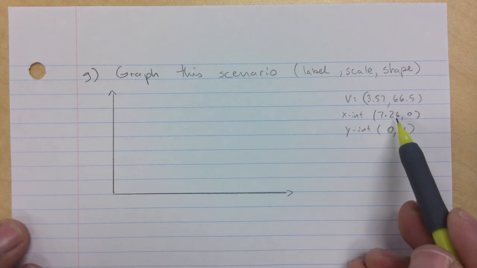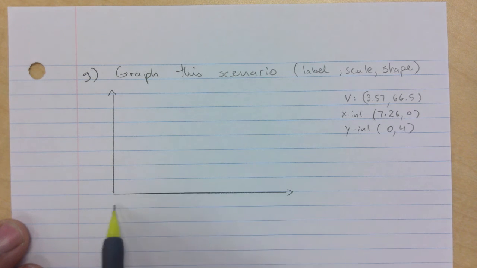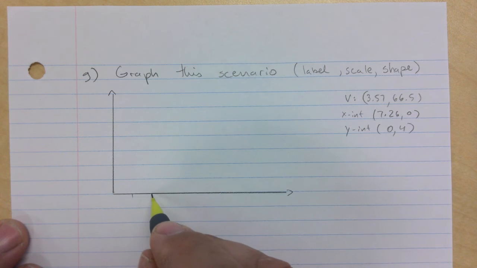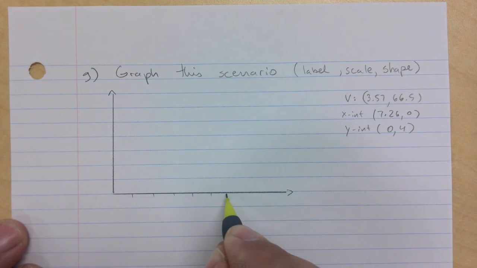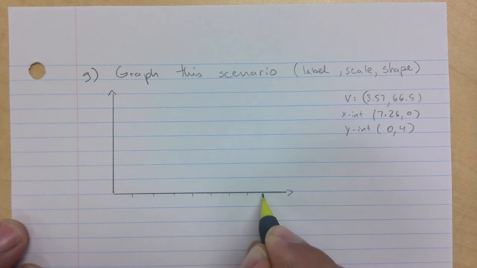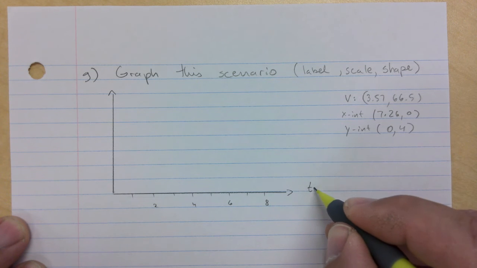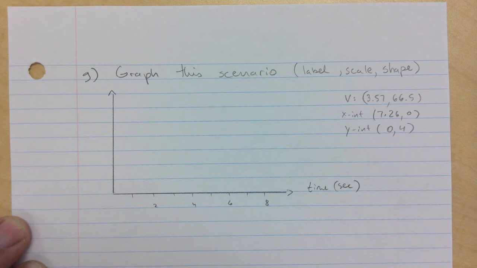So look at my x-intercept. I need to have at least 8 units appear along the x-axis, because then you account for that. So I'm going to go 1, 2, 3, 4, 5, 6, 7, 8. Okay? So I'm just going to label every second one. And before I forget, I'm going to say this is time in seconds. Done. Okay?